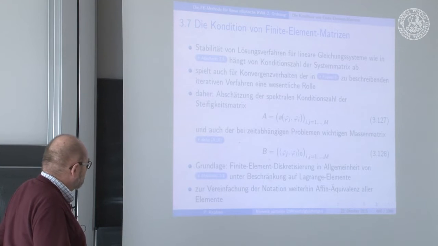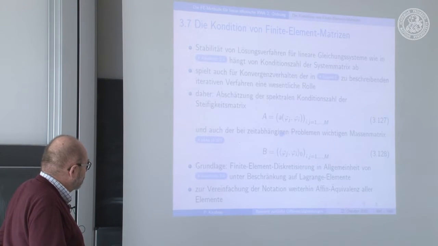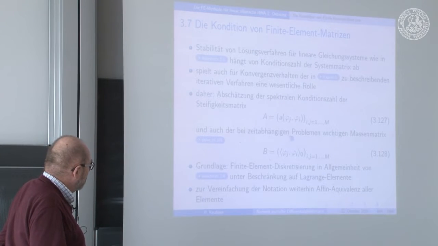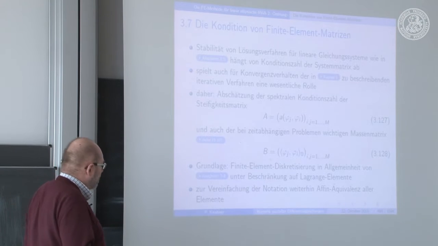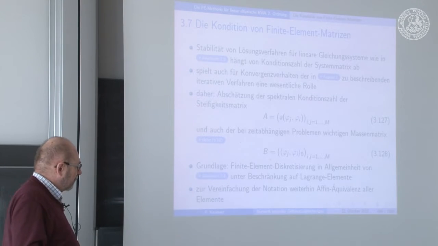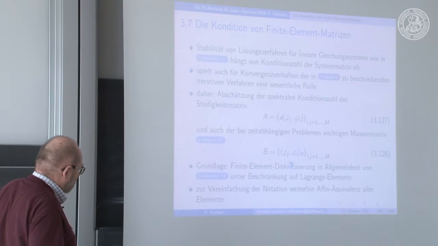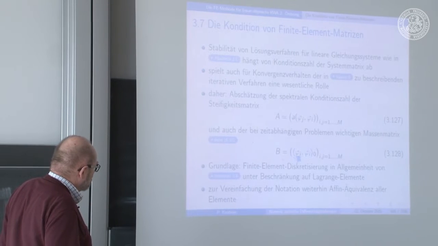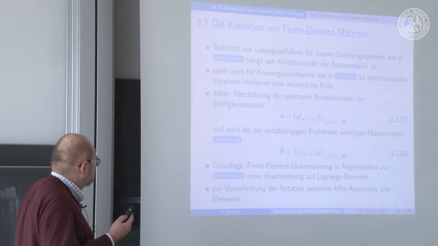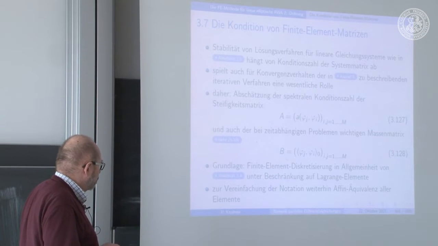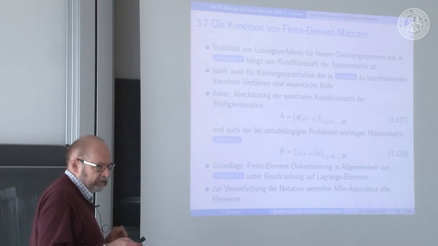And as an auxiliary tool, later on it will become a matrix, so to speak, of its own, we consider the mass matrix. It's similarly built as the stiffness matrix, but we do not take the bilinear form of the variational formulation, we just take the L2 scalar product to form the components of the matrix B. So B is always a symmetric, positive definite matrix. Nothing can go wrong with this matrix.